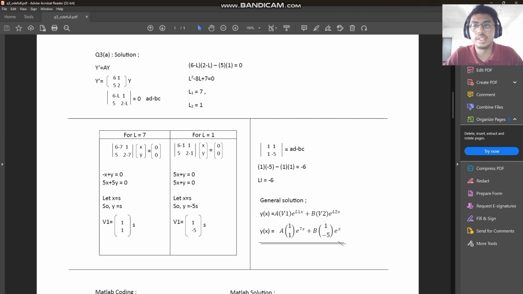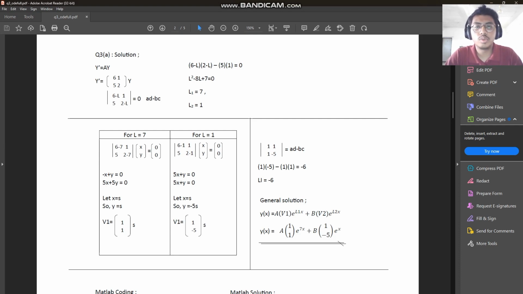Next, we input the matrix, which is 6 minus lambda, and for lambda equal to 7, we just input lambda equal to 7. So 6 minus 7, 1, 5, 2 minus 7, times matrix x, y equals matrix 0, 0. So we get negative x plus y equals 0 and 5x minus 5y equals 0 as well. So let x equal to s, so y equals s is the same, because 5x minus 5y, when we put the x on the other side, we get the same. So v1 is (1, 1) times s.